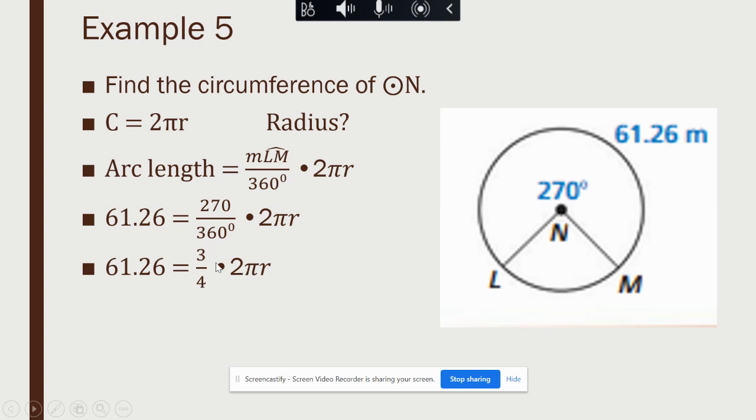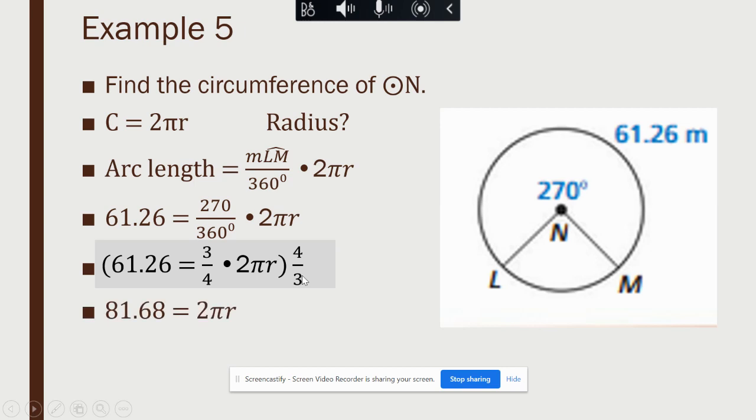To get rid of this 3/4, we want to multiply by the reciprocal to cancel our fraction. So the cross cancellation will cancel this fraction, but we have to multiply 61.26 times 4/3 to get 81.68 equals, bring down the 2 pi r. Now, we want to find the circumference. The circumference is 2 pi r. So we solved for 2 pi r. This is the circumference, and that's our final answer, 81.68 meters.